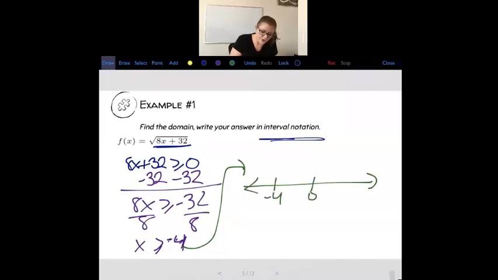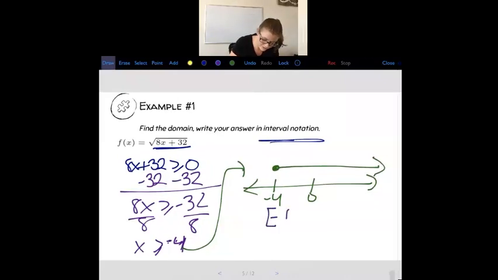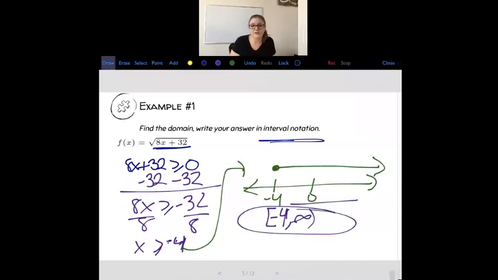-4 is over here. Greater than or equal to -4 means there's a closed circle at that endpoint, and values that are greater, my arrow would point to the right. So now I'll take this ray at -4 and higher and write it in interval notation. Interval notation always goes smallest to biggest. So the smallest value is -4, and this can go up to positive infinity. So my domain in interval notation is -4 to positive infinity.